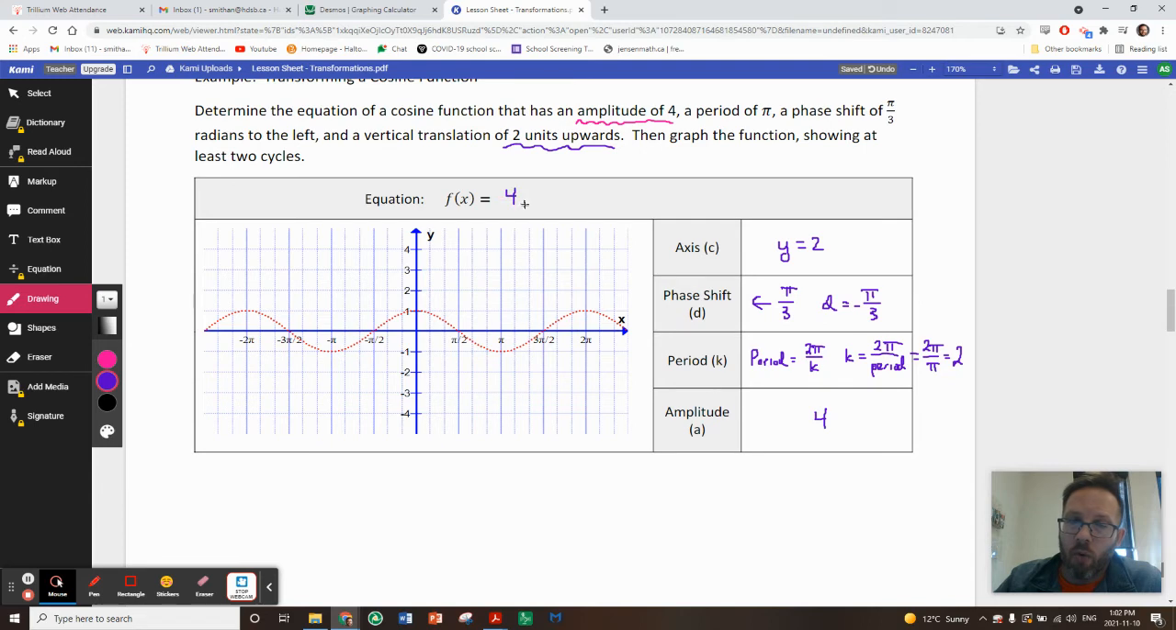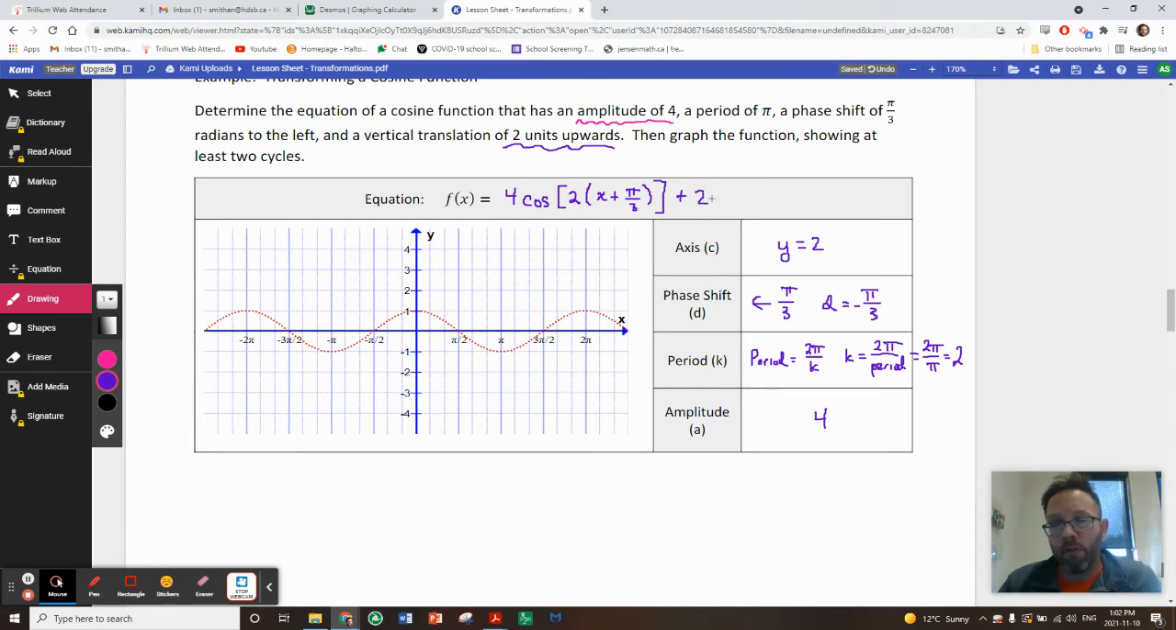We are doing a cosine equation for this one. Our k value is 2, brackets, and our shift is left pi over 3. So x minus negative pi over 3 corresponds to x plus pi over 3. Close the bracket, and then our axis is 2.